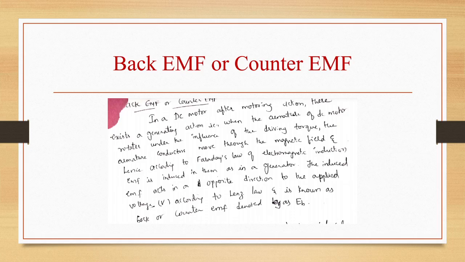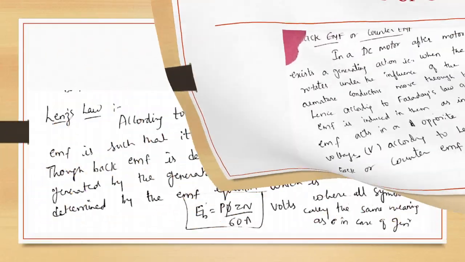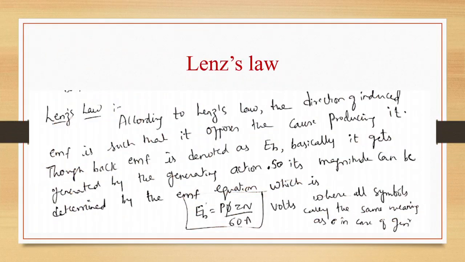Okay, so according to Faraday's law of electromagnetic induction, because conductors are cutting the flux, EMF will be induced in them, and according to Lenz's law, the EMF induced will act in a direction opposite to the applied voltage. So it is called counter EMF or back EMF. It is denoted as EB. Let us see Lenz's law.